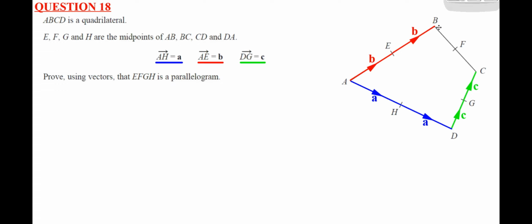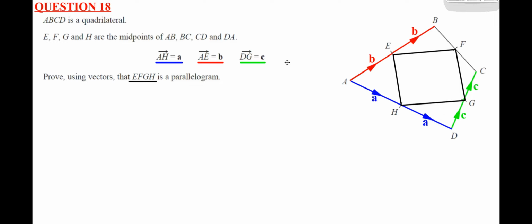What we don't know yet is BF and FC. I'll come to that in a moment. So what we need to do for this question is to prove using vectors that EFGH is a parallelogram. So if I just add on the shape EFGH by drawing straight lines from E to F, then F to G, and G to H, then back up to E, it might help give us an idea of what we're trying to prove. So you can see that may well be a parallelogram just by looking at it. And we sort of know what we're going to try and prove now.